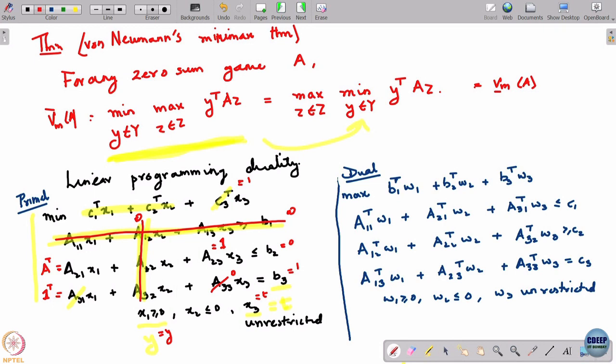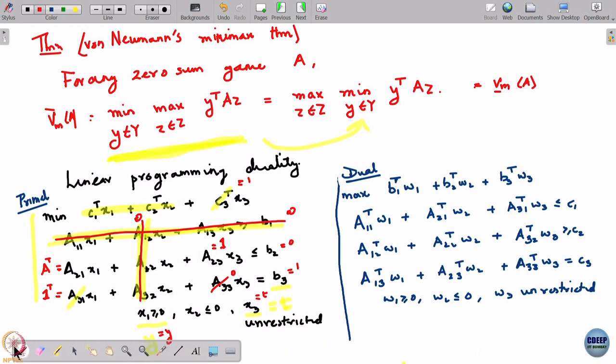We can read out the dual here. Let's cancel out stuff that is going to disappear. So c1, remember c1 and c2 were 0, so c1 is 0, c2 is 0, c3 is 1, so that is 1. b1 is 0, b2 is 0, so these are gone. b3 is 1, so this is 1. A12, A22 and A32, this whole column was 0. So A12, A22, A32 being 0 will basically ensure that this is gone.